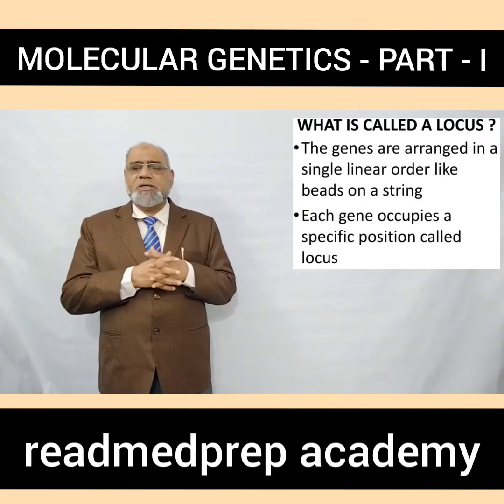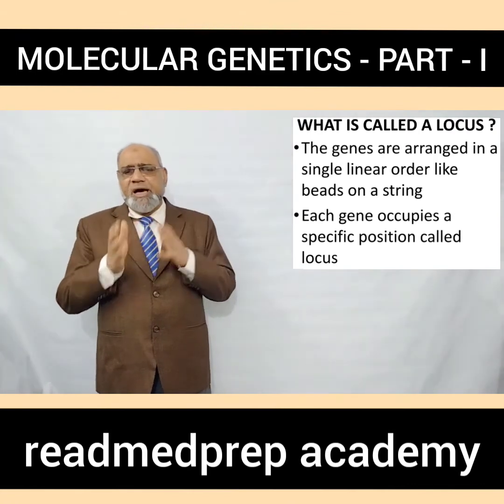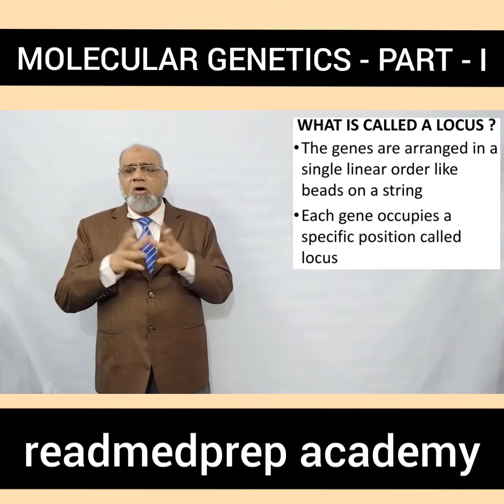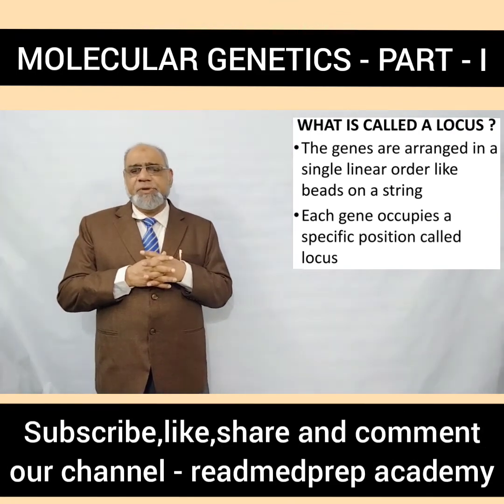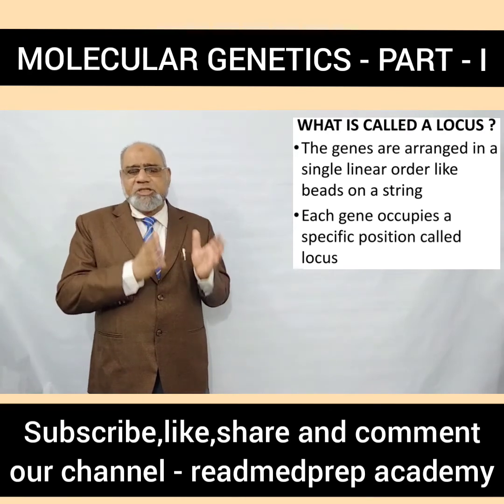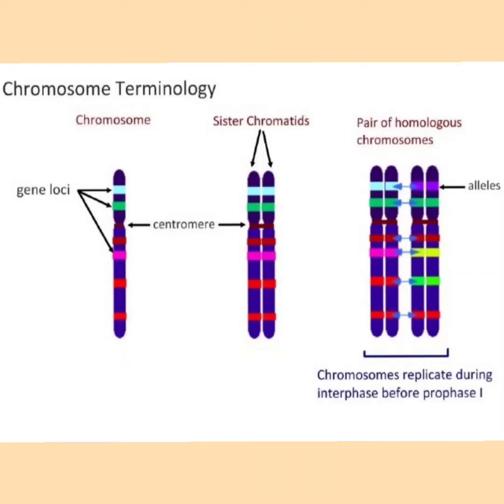What is called a locus? The genes are arranged in a single linear order like beads on a string. Each gene occupies a specific position called a locus. Here you can see a single chromosome which has a centromere, an upper arm and a lower arm having multiple genes. And the sister chromatids have similar genes.